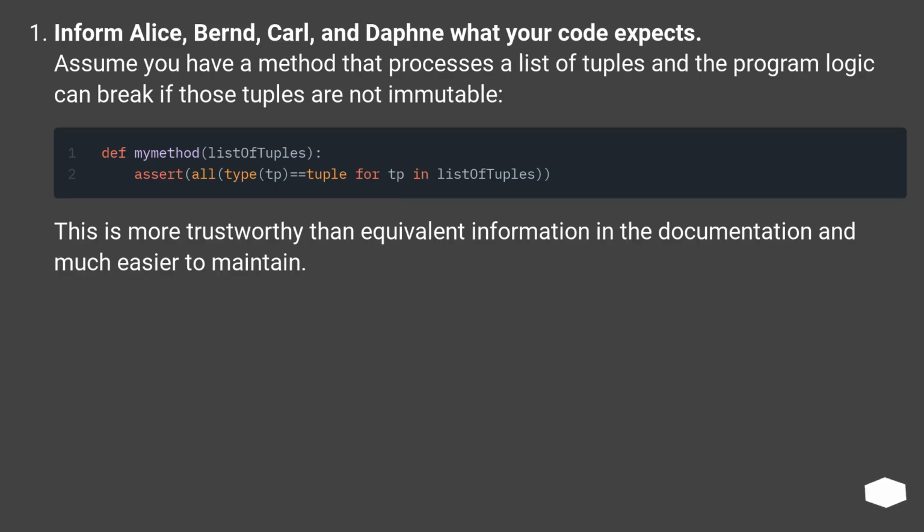Inform Alice, Bernd, Carl, and Daphne what your code expects. Assume you have a method that processes a list of tuples and the program logic can break if those tuples are not immutable. This is more trustworthy than equivalent information in the documentation and much easier to maintain.